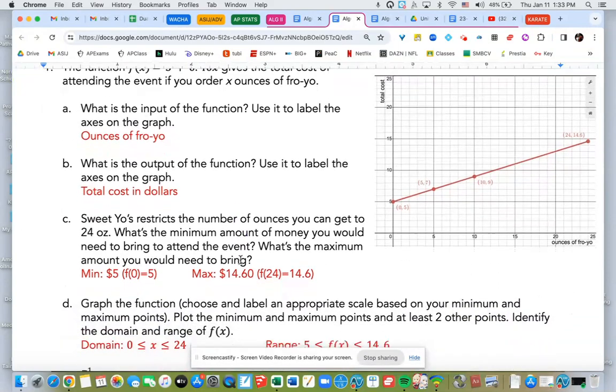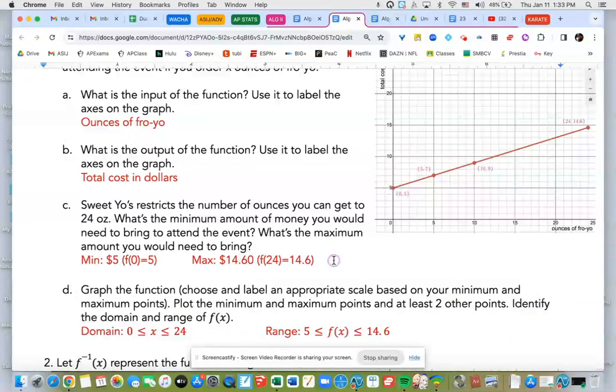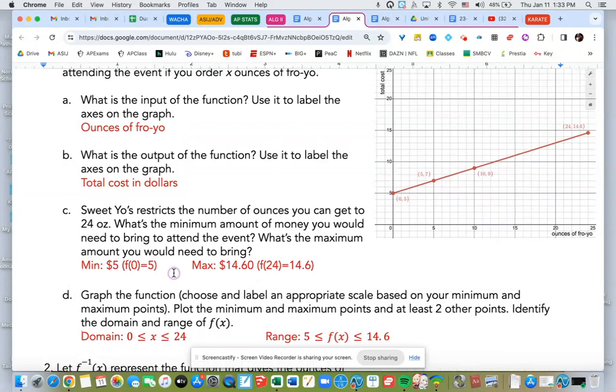All right, part C. They say they're going to restrict the number of ounces you can get to 24 ounces. Maybe they're going to run out, or that's just how much their cups will hold, or something like that. I don't really know. We don't really care. But they say, what's the minimum amount of money you would spend or that you need to bring with you if you go to this event?